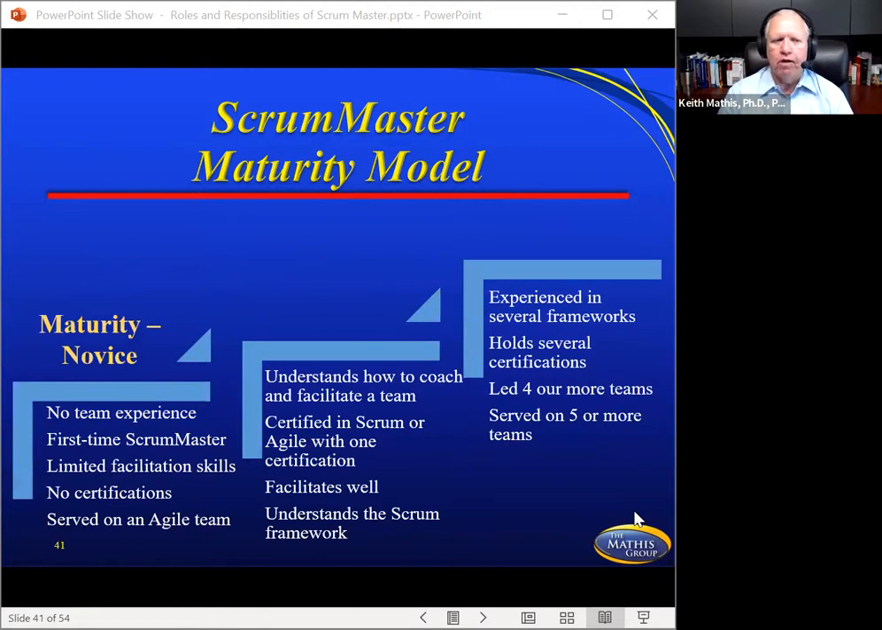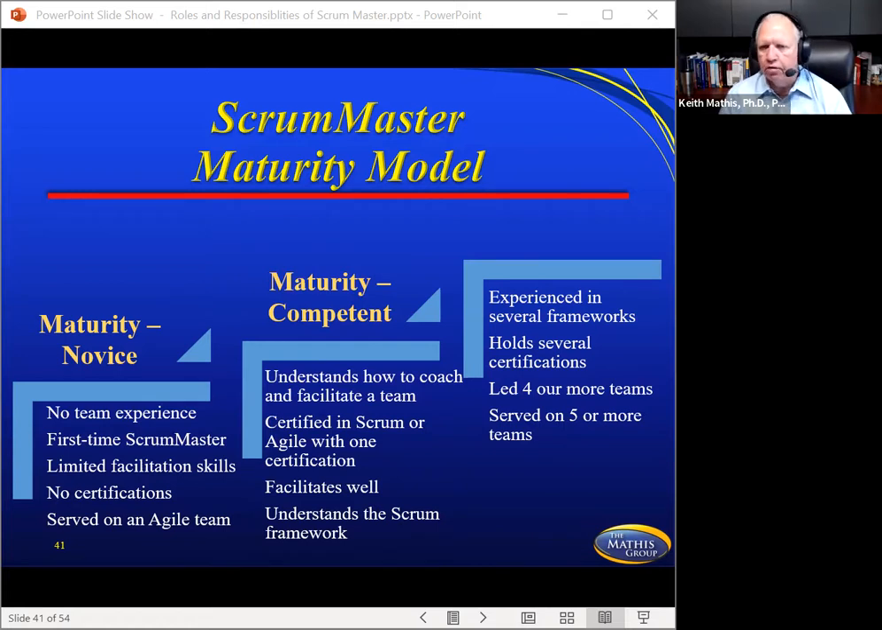Now, that maturity model kind of goes in those 3 levels. The novice level: no team experience, maybe first-time Scrum Master, limited facilitation skills. They maybe aren't certified in really anything, and they maybe have served on an Agile team as a member a time or two. Really kind of low skills. They're good people. They work hard, but they don't know a lot. That's okay.